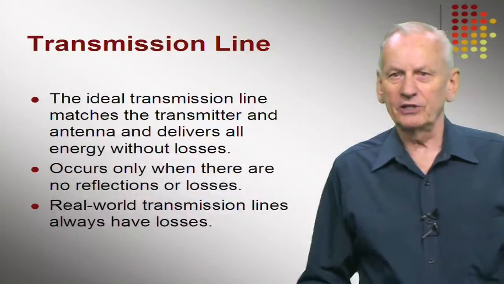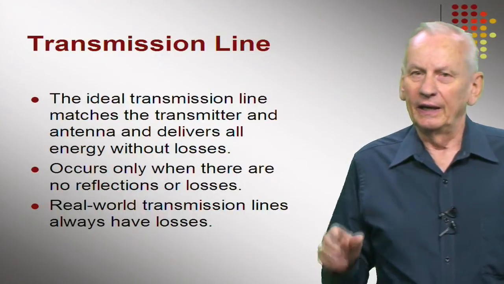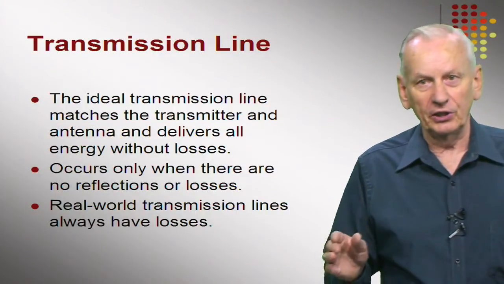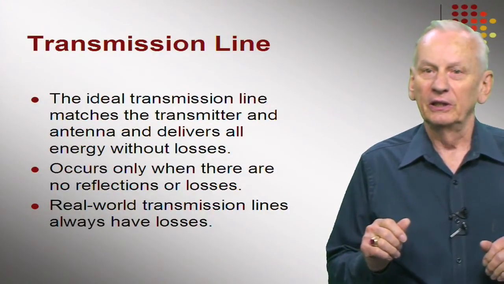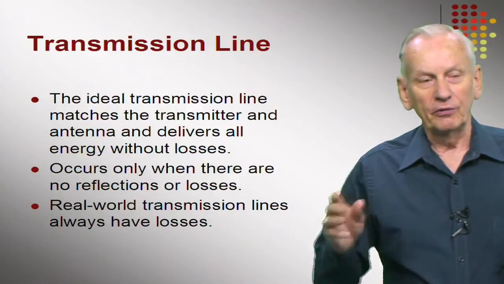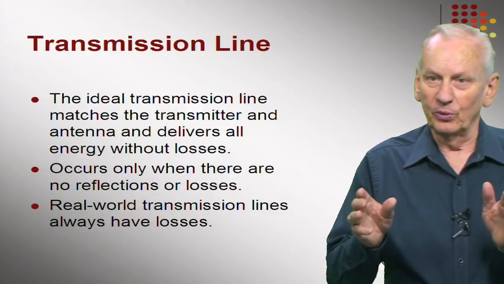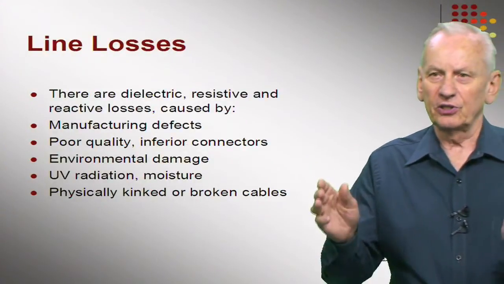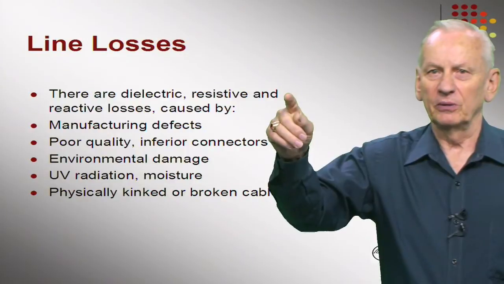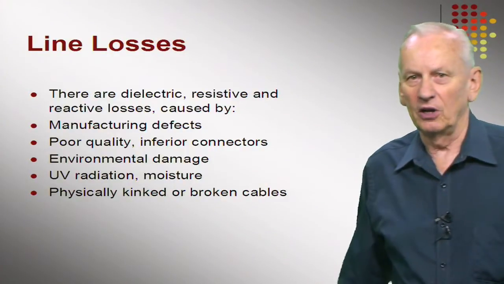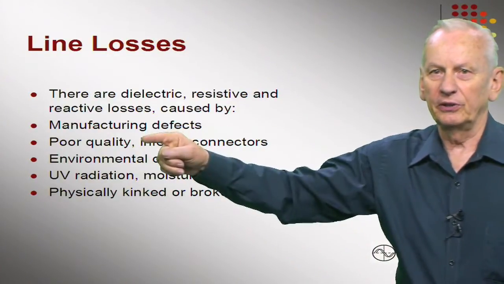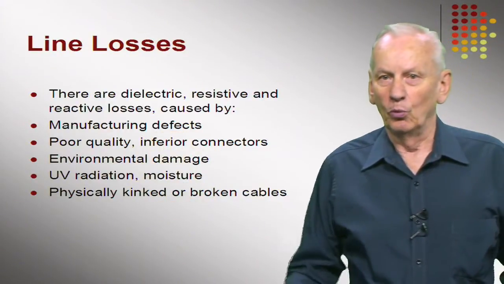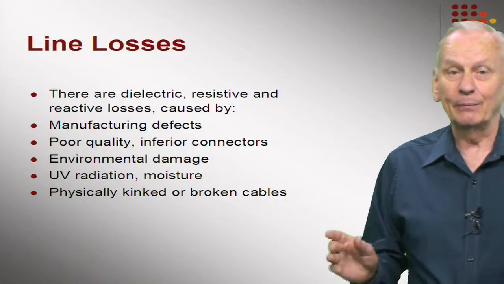All right, first concept: transmission lines. The ideal transmission line matches the transmitter and the antenna and delivers all the energy without any losses. This occurs only when there are no reflections or losses. Now, in the real world, transmission lines always have losses. These are the sources of line losses: dielectric, resistive, and reactive losses. You've got manufacturing defects, poor quality, environmental damage, UV radiation, moisture, and sometimes just kinked and broken cables.